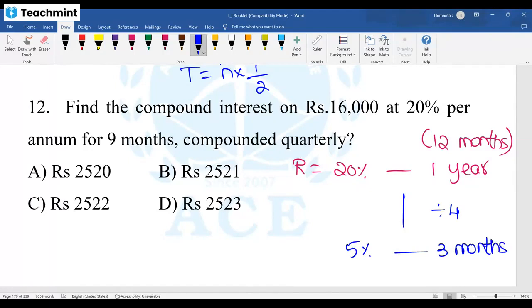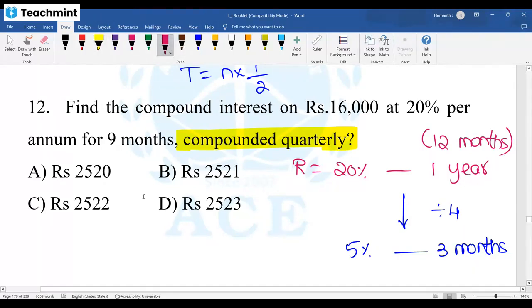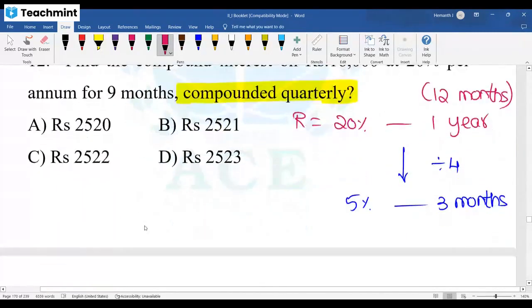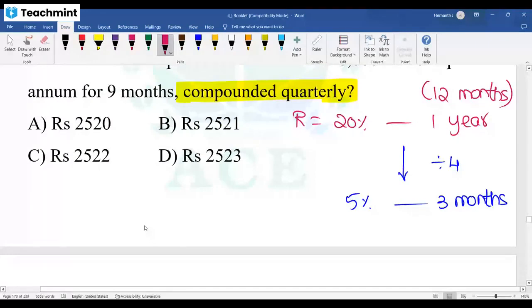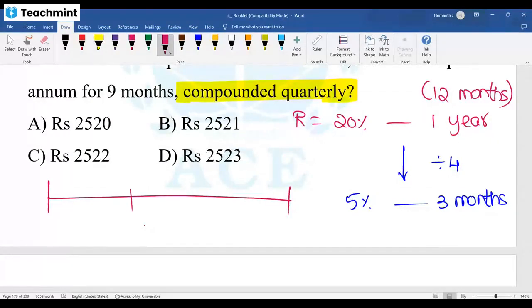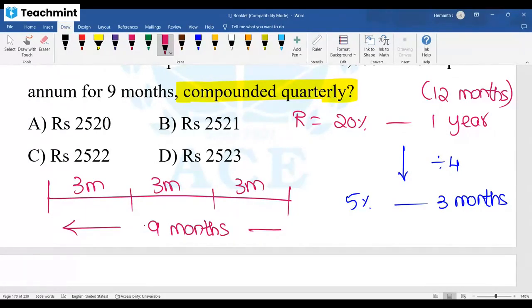So why you are going for 3 months is they clearly mentioned in the question compound quarterly. We are worrying about compound quarterly here. Okay. Now the question, how many quarterlies are there? What is the total time duration? 9 months. How many quarterlies will come? 3 quarterlies. In that entire 9 months duration, 3 months here, 3 months, again 3 months. So total 9 months duration. In total 9 months duration, you have 3 quarterlies.